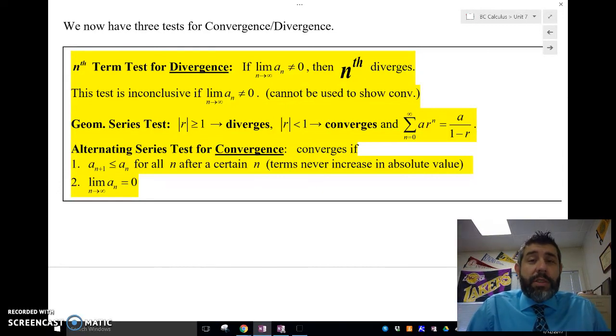It has to be an alternating series. A sub n plus 1 has to be less than or equal to a sub n. And the limit as n approaches infinity of a sub n must be equal to 0. So we've got three tests for convergence and divergence that we can use. And in the next unit, we'll go over the rest of them.